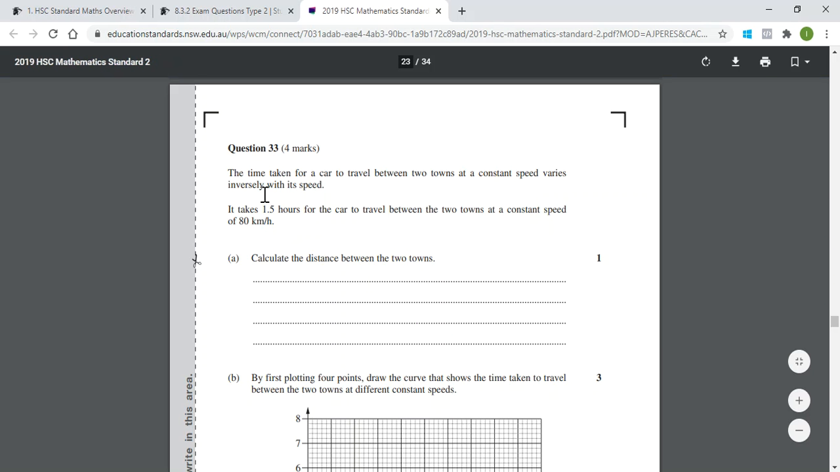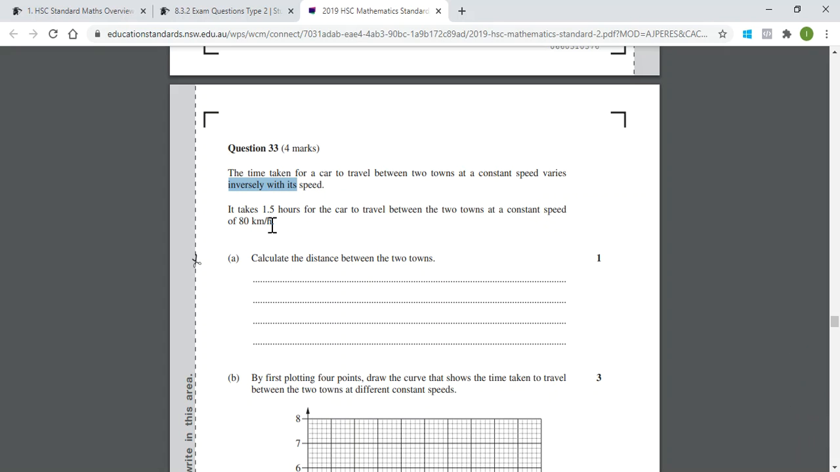So here you are told that a car travels between two towns at a constant speed, and the time that it takes for a car to travel between two towns varies inversely with its speed. It takes 1.5 hours for the car to travel between the two towns at a constant speed of 80 kilometers. You need to work out the distance between the two towns. So let's take out the question.